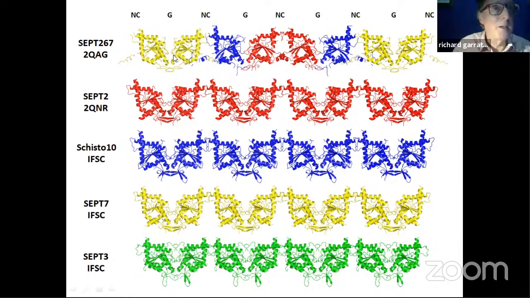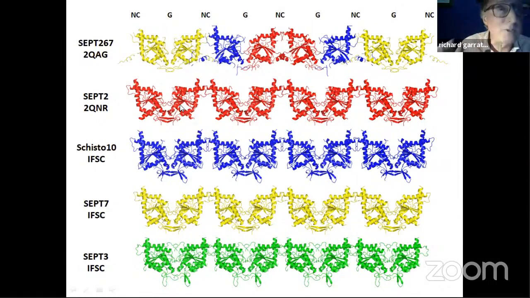And the way I'll do that is just by comparing these different structures here. So at the top, you have the hetero-oligomeric structure with its blue, red, and yellow, which I showed at the beginning. But below it, you have an example from each one of the four groups where we've only crystallized a single septin. And yet, when you look in the crystal, expand the lattice, apply crystallographic symmetry such that you can look at the filament which forms within the crystal, you see that they all basically look the same as the original hetero-oligomeric structure at the top.